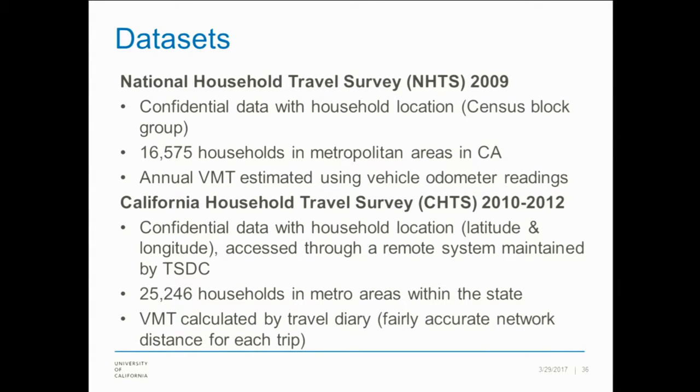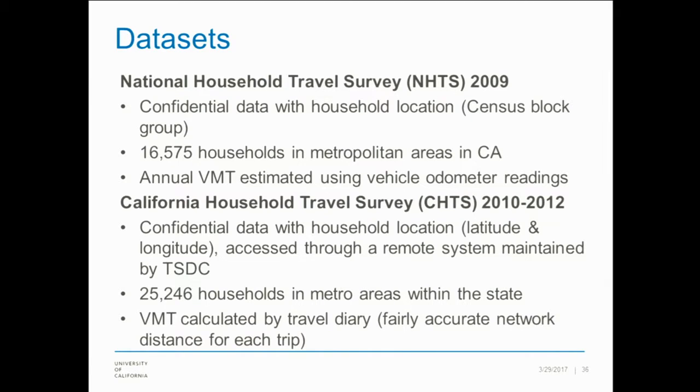These data included the household location, but only to the specificity of the census block group. It included about 16 to 17,000 households in metropolitan areas in the state. And the estimate of total auto use, annual vehicle miles traveled, or VMT, was done using vehicle odometer readings. So that's one data source with a pretty big sample, but a relatively small fraction of those total households living near transit in the state.